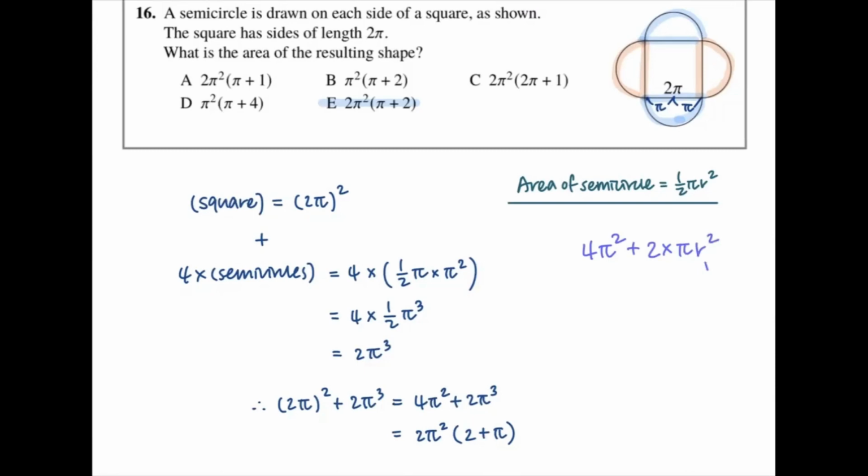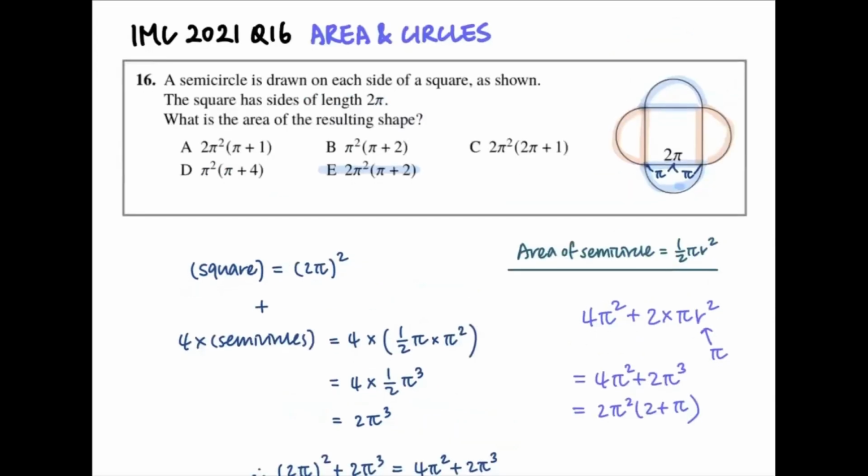And here the r is equal to pi, as I've explained before. Therefore, we get 2 pi cubed, which is the exact same as the previous answer. And we also get E here. Therefore, the answer is E.